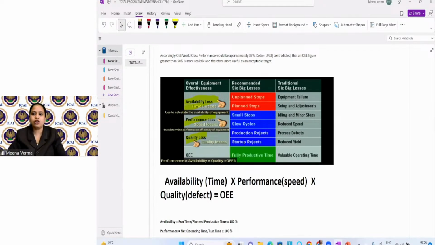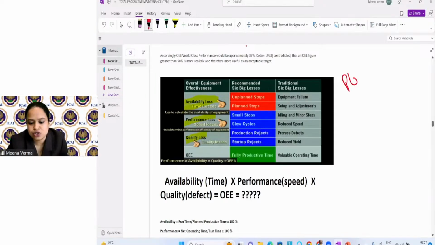Okay. So overall equipment efficiency means you can imagine no defects, no downtime, no machine failure, no health issues, no accidents in the company. This will be considered to conclude whether the company is efficient or not. Okay. So availability is related to what? Unplanned stoppage and planned stoppage.